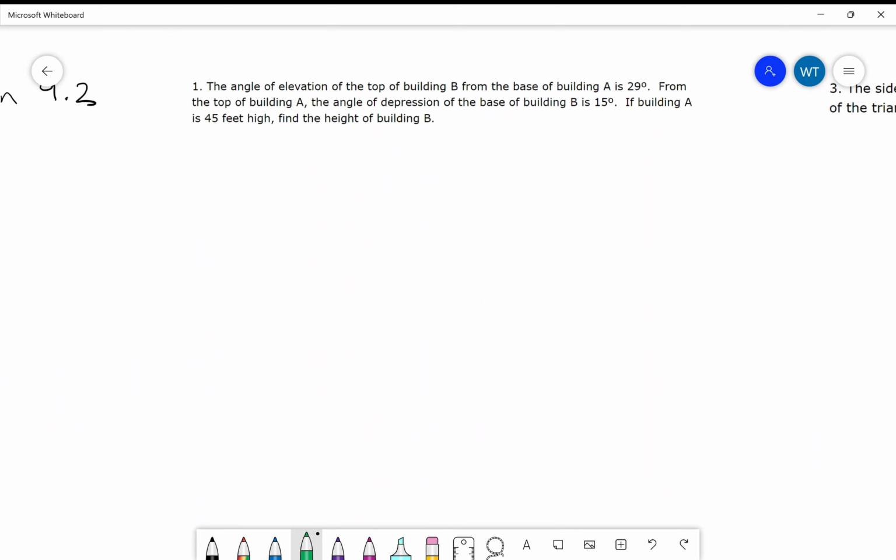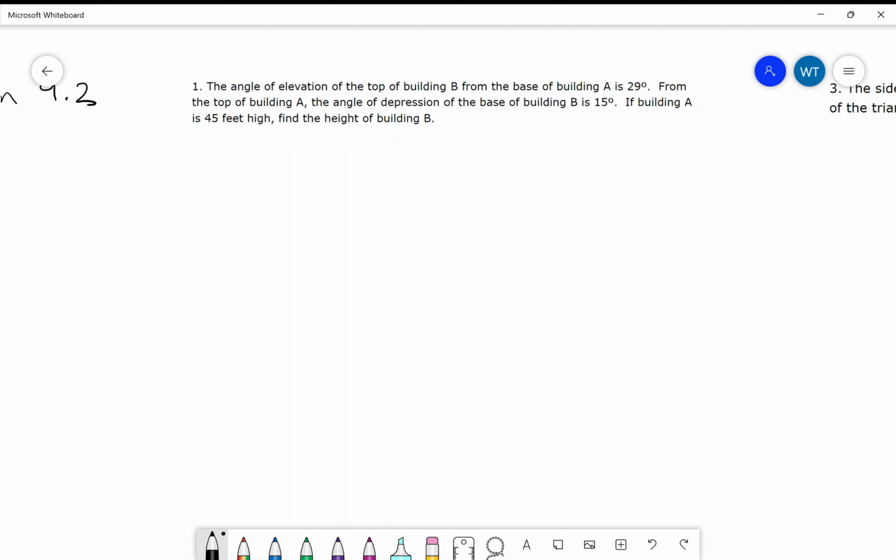So here, for number 1 on BVT, we have the angle of elevation of the top of building B from the base of building A is 29 degrees. From the top of building A, the angle of depression is 15 degrees. If building A is 45 feet high, find the height of building B.